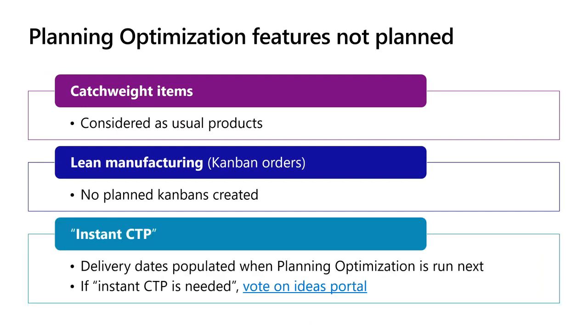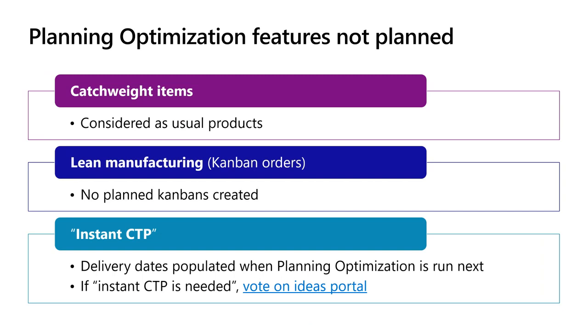And the other topic to talk about is instant CTP. We have support for CTP in planning optimization, but it is a new process where you wait for the next full run of the plan to have the confirmed CTP dates calculated. You can run the dynamic master plan in a batch recurrently, and the sales order lines will give you an indication for when the dates are ready to review.